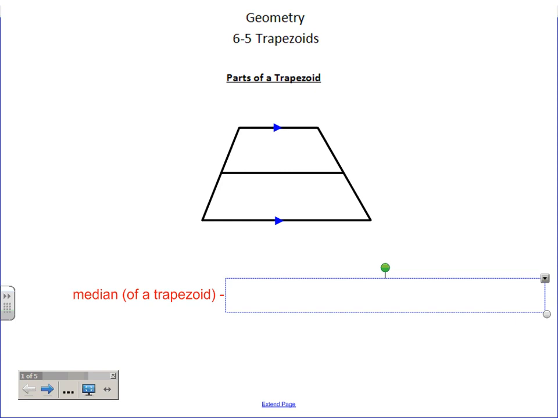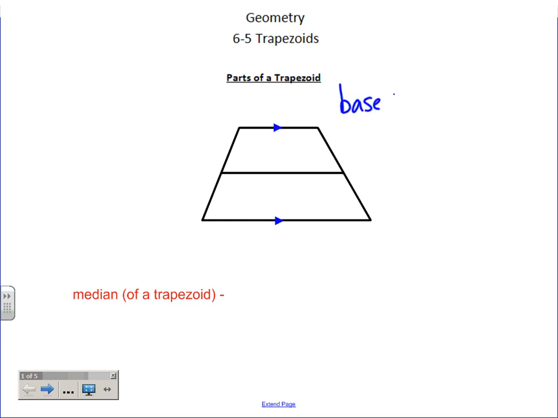Those parallel ones are called bases. Now keep in mind, the bases don't have to be on top and bottom. They can be on the right and the left, but if they're the parallel parts, they're still what you're looking for as the bases. So the parallel ones are called bases.